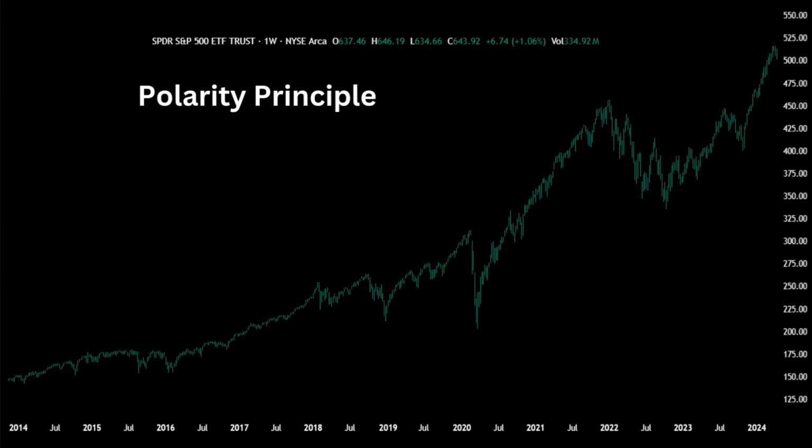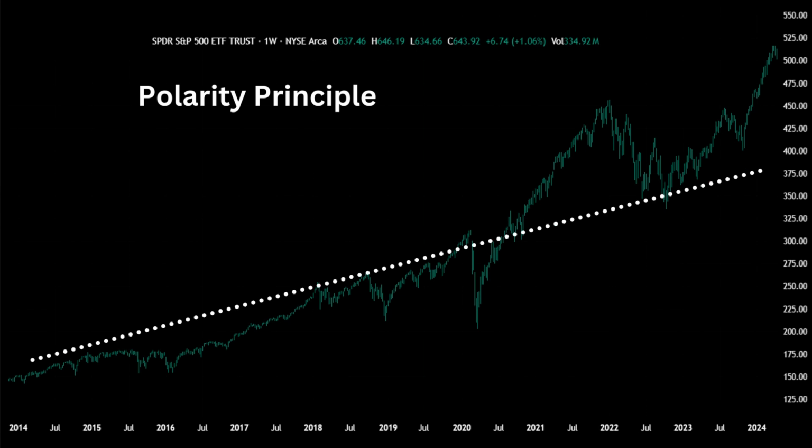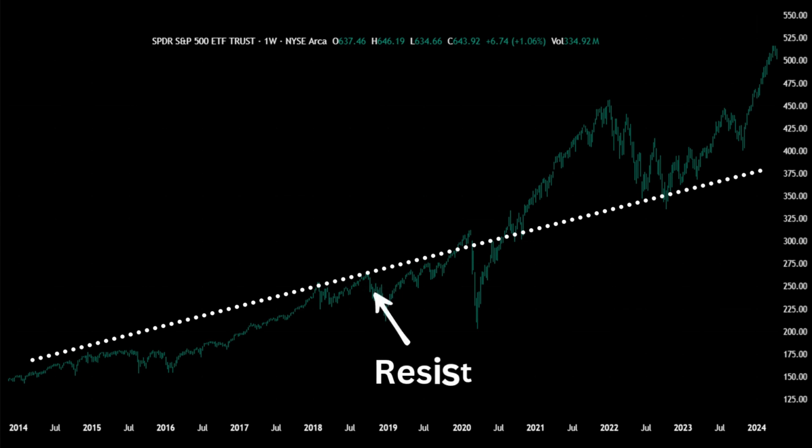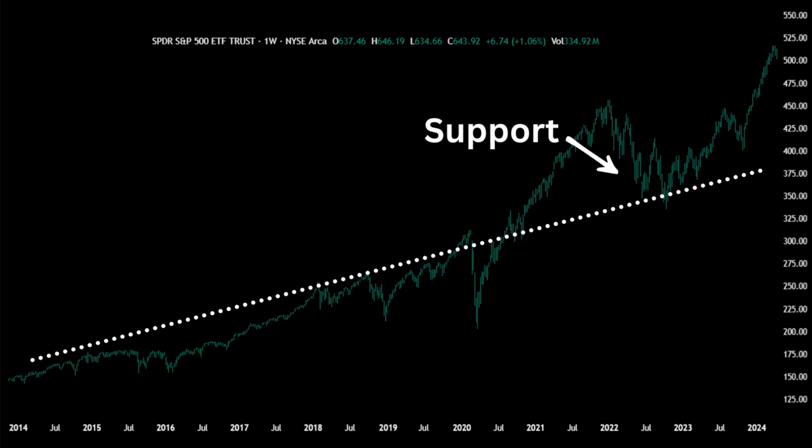Now for one of the most elegant concepts in technical analysis, the polarity principle. When a support level is decisively broken, it tends to become a new resistance, and conversely, a broken resistance becomes a new support. Think about it. The zone that was once a floor defended by buyers, once broken, now becomes a ceiling.